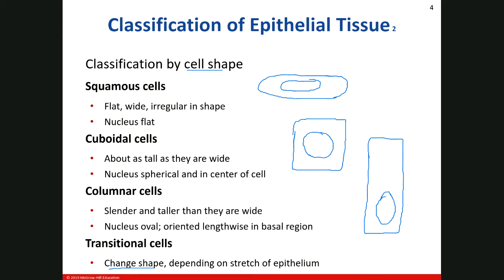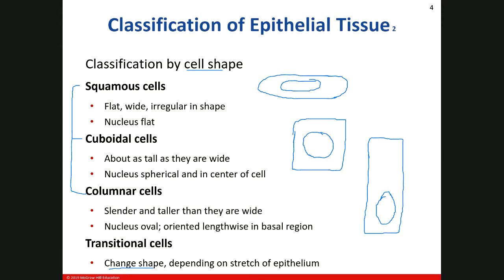But just know, its shape depends on what's going on to the epithelium. What kind of stress? If it's a full bladder, they'll be smushed down. If it's an empty bladder, they'll be more rounded and they won't be compressed. But it's the first three, these guys, that I really want you to be concerned with. You want to know those.